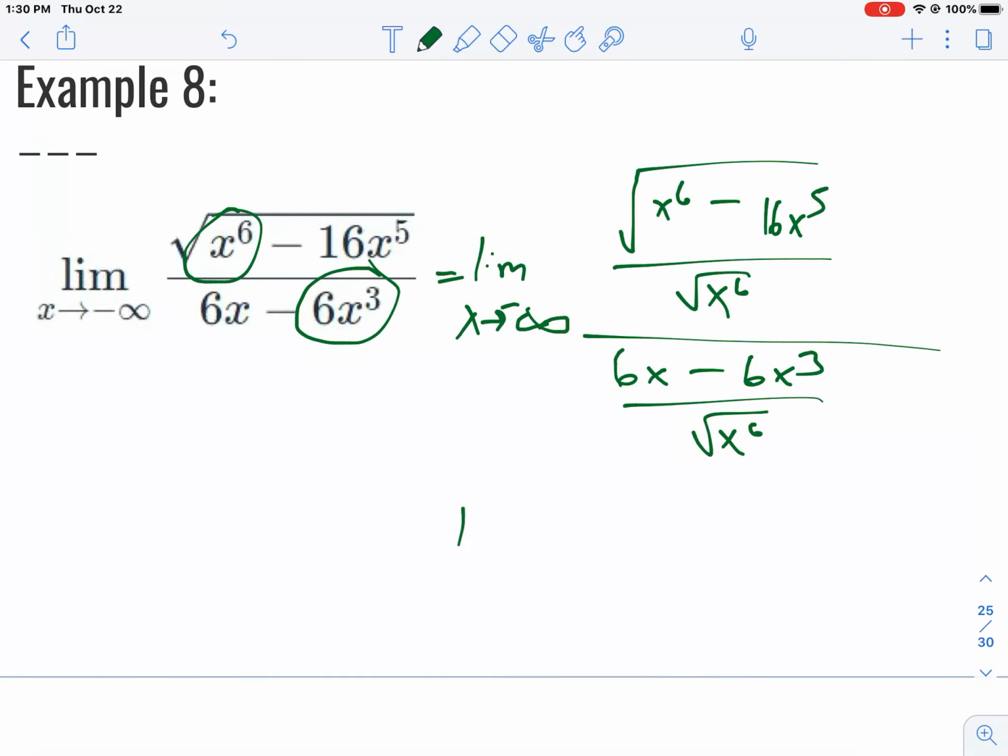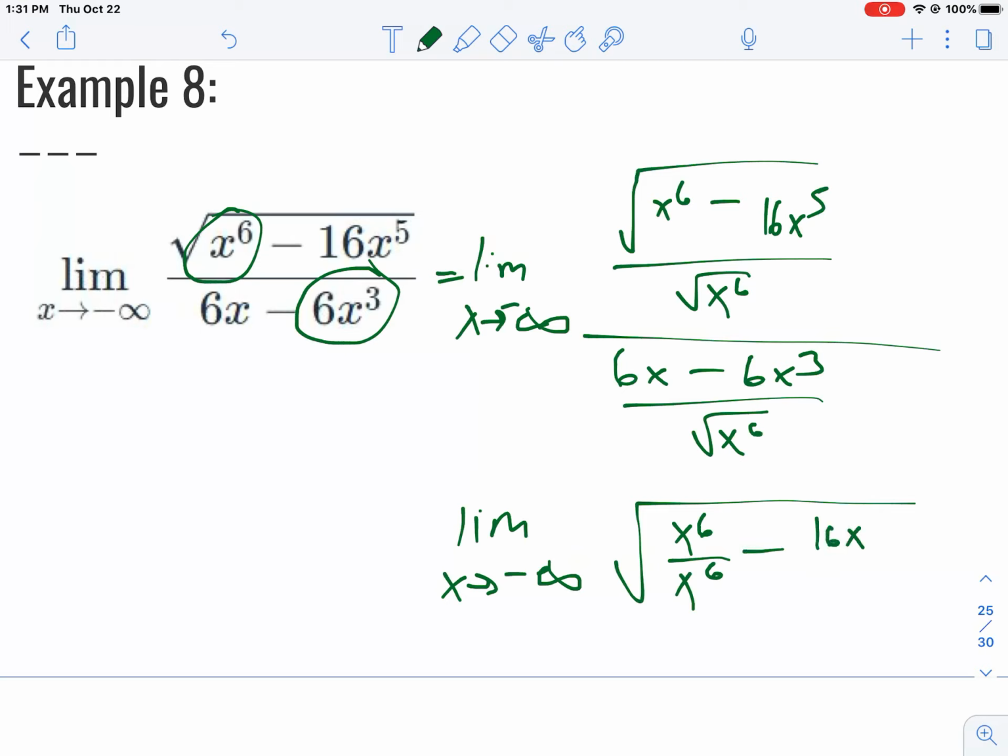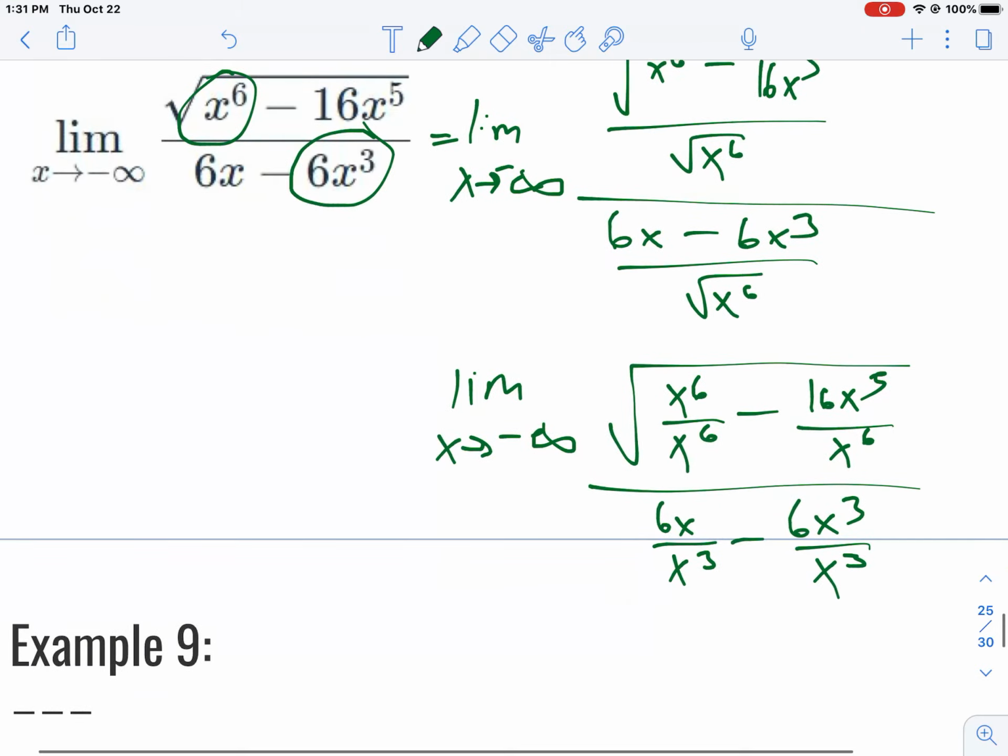Okay? Now again, since I divide a radical by a radical, that square root of x to the 6th can move inside. So I have the square root of x to the 6th divided by x to the 6th minus 16x to the 5th over x to the 6th, all over 6x over x cubed minus 6x cubed over x cubed. So on the bottom, I really don't need the radical, right? Because the square root of x to the 6th is x cubed. And I can divide 6x and 6x cubed by x cubed.